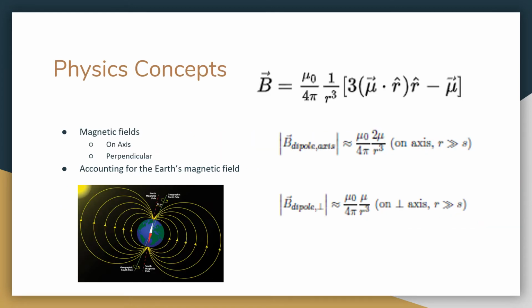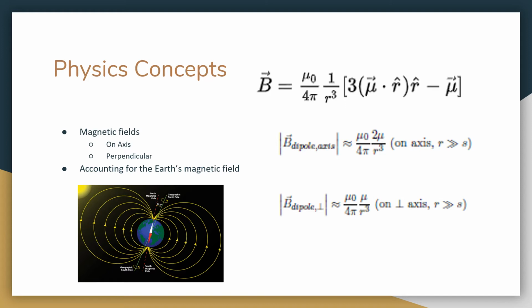The main physics concept at play for this lab is the idea of magnetic fields. More specifically, the idea that a bar magnet has a north pole and a south pole and creates a magnetic field that points from the north pole to the south pole. The uppermost equation to the right gives the value of this magnetic field.